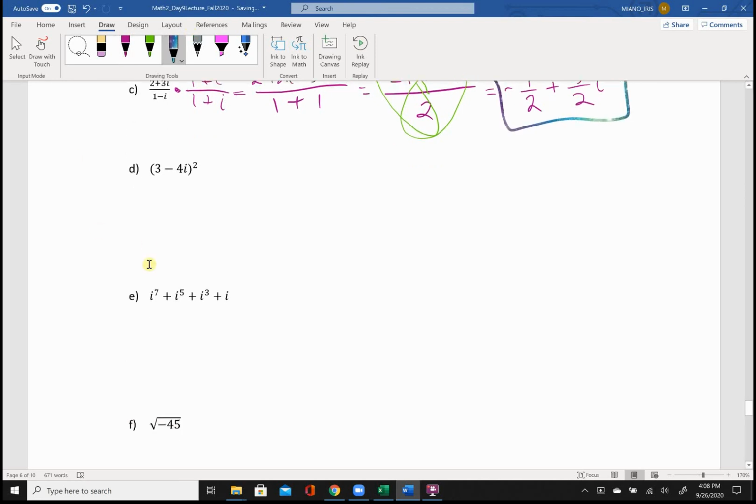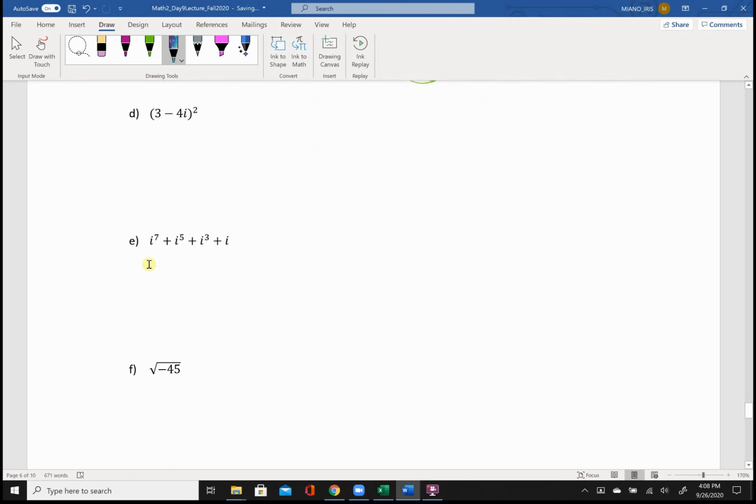All right, squaring the binomial rule is going to come in play for part D here. So you're going to square the first thing. You're going to subtract, because that's the operation inside, 2 times the product of the things. And then you're going to add the square of the last thing. Okay, so what does that get you? That gets you 9 here, minus 24i. And then that'll end up being a -1 factor, but you got to square the 4 as well, so it'll be minus 16, or sorry, plus 16.